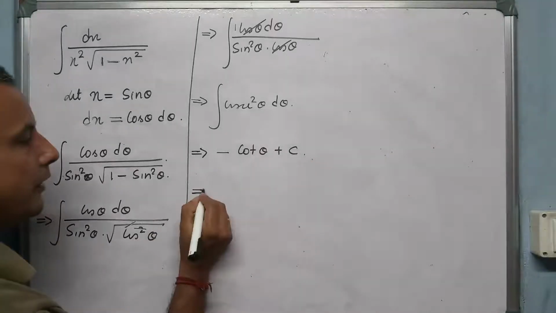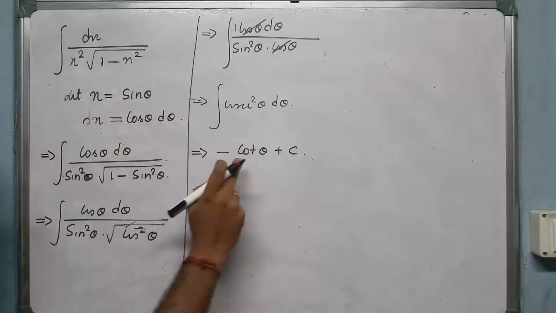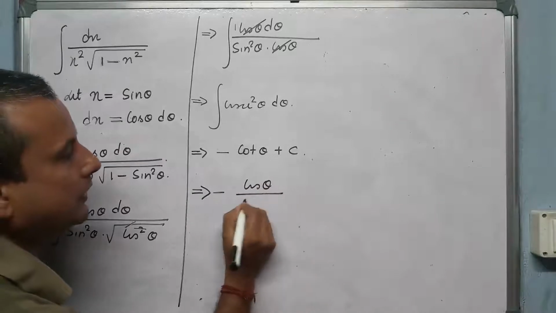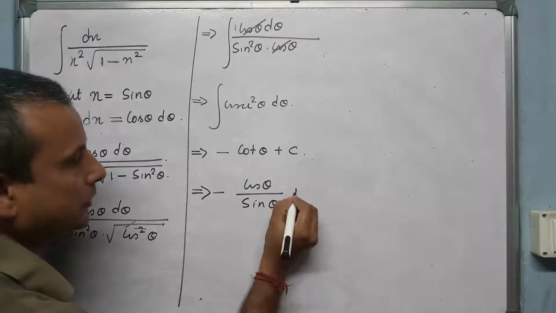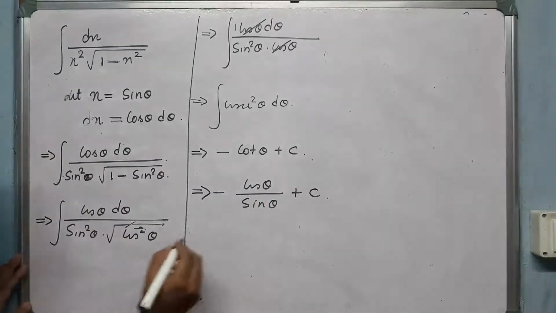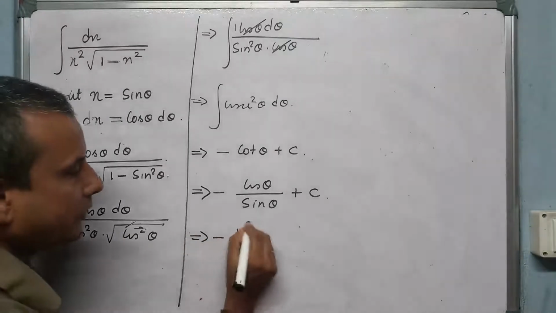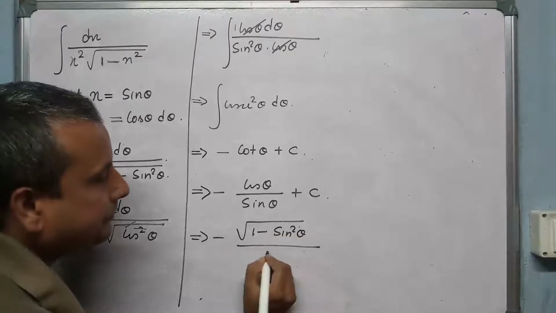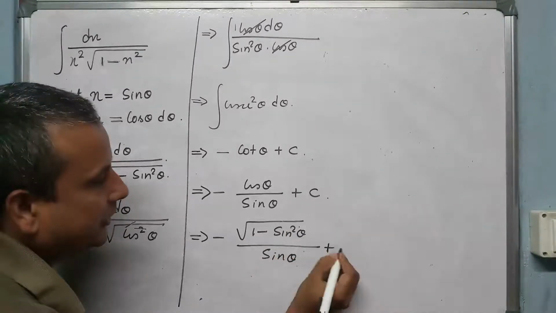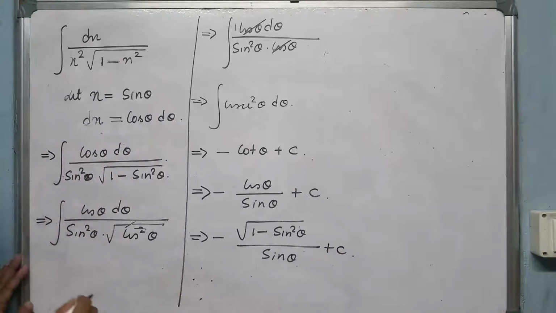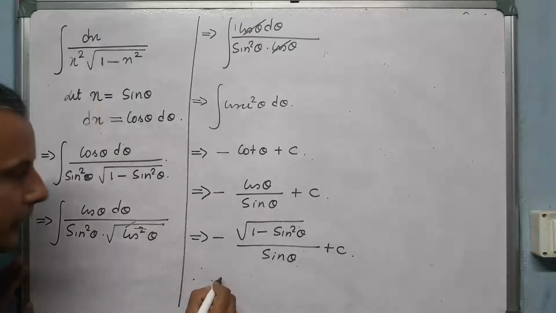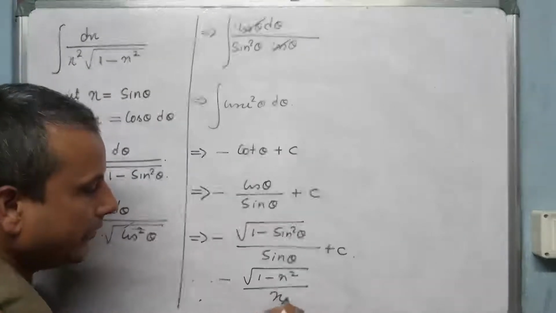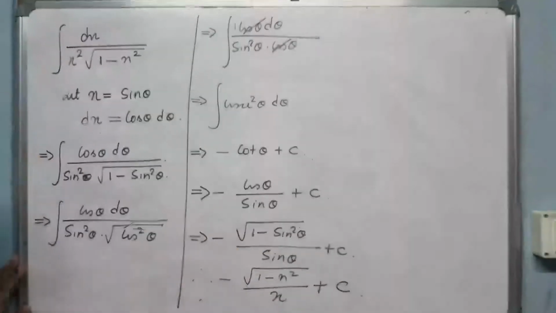So now we have x equals sine theta. You have to convert this cot in terms of sine and cos. Cot means cos theta over sine theta. Or you can use the Pythagoras theorem also, like in inverse trigonometric functions. Now cos theta, I'll write under root 1 minus sine square theta, over sine theta, plus c. Therefore, substitute the value of sine theta. Sine theta is x: minus under root 1 minus x square over x plus c. This one is the required answer.